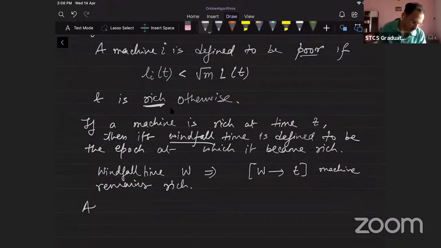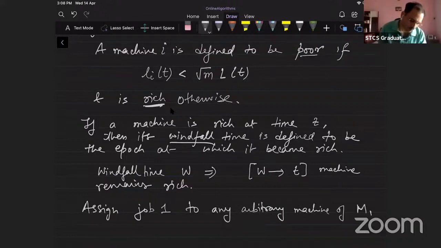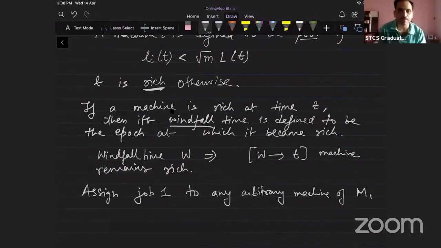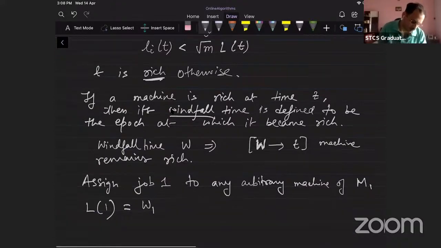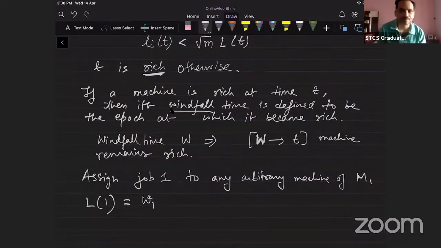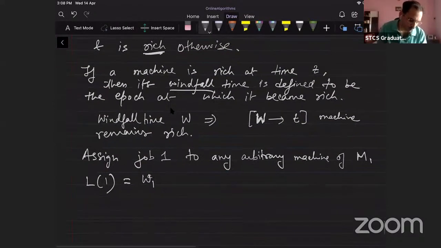Okay, so now here is the algorithm. Assign job 1 to any arbitrary machine of capital M1. M1, remember, is the set where job 1 can be assigned. And let's define L of 1 to be W1. This is capital W, my size W. L of t, remember, is an estimate I am going to keep. So L of 1 is equal to W1.